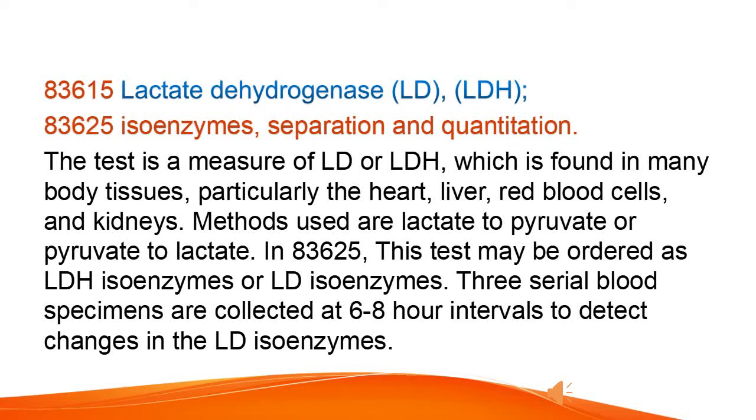In 83625, this test may be ordered as LDH isoenzymes or LD isoenzymes. 3 serial blood specimens are collected at 6 to 8 hour intervals to detect changes in the LD isoenzymes.